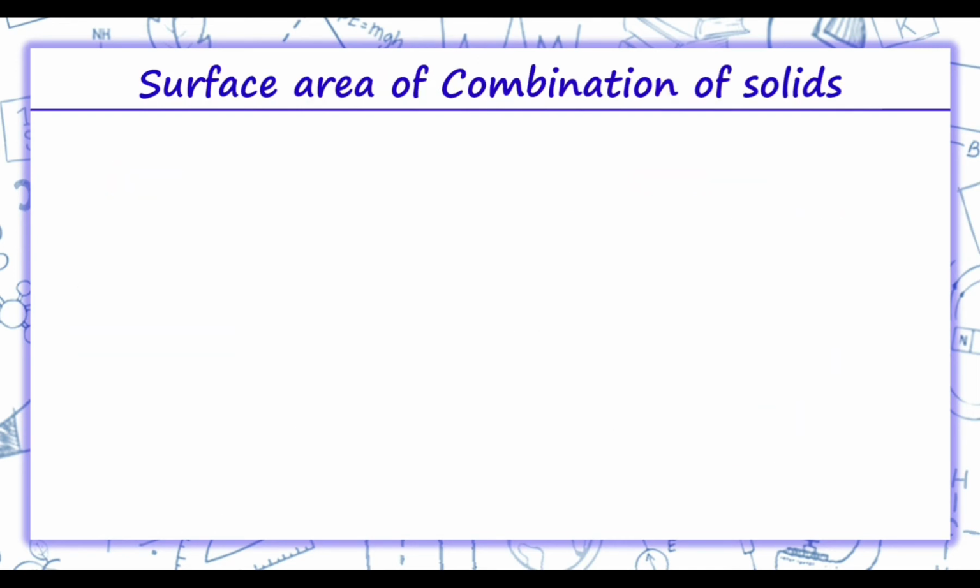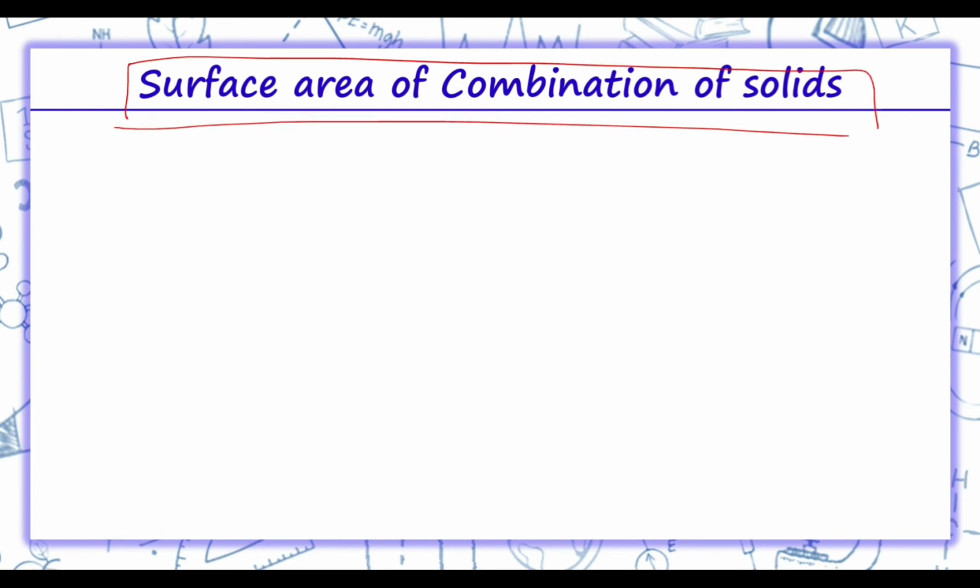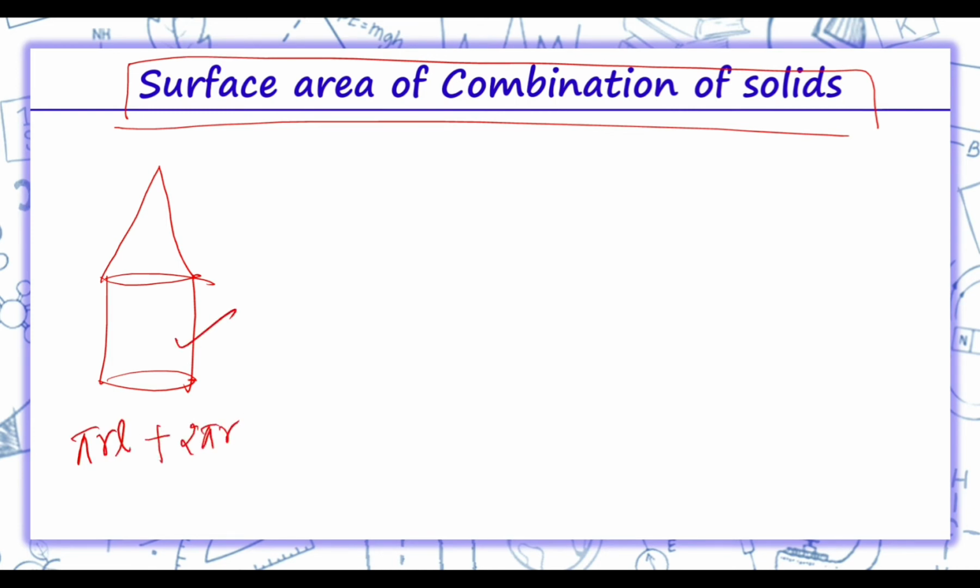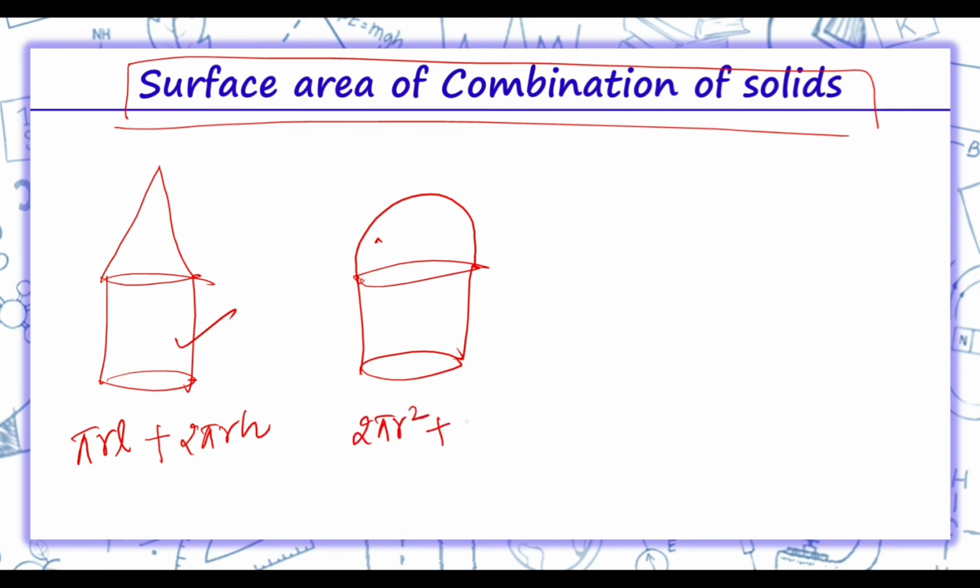Now coming on to our topic, that is surface area of the combination of solids. Let's suppose I am provided with a combination of solids like this, which is a cylinder surmounted by cone. So if I have to calculate its surface area, it will be surface area of cone plus surface area of cylinder. Similarly, I have this cylinder which is surmounted by hemisphere. Over here we'll write surface area of hemisphere plus surface area of cylinder, which is 2 pi rh.